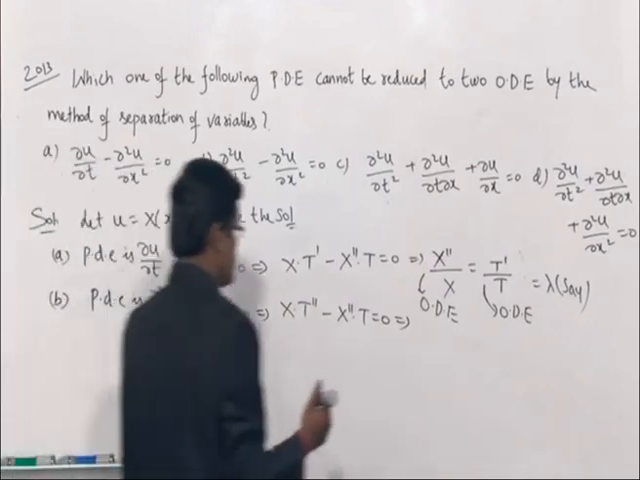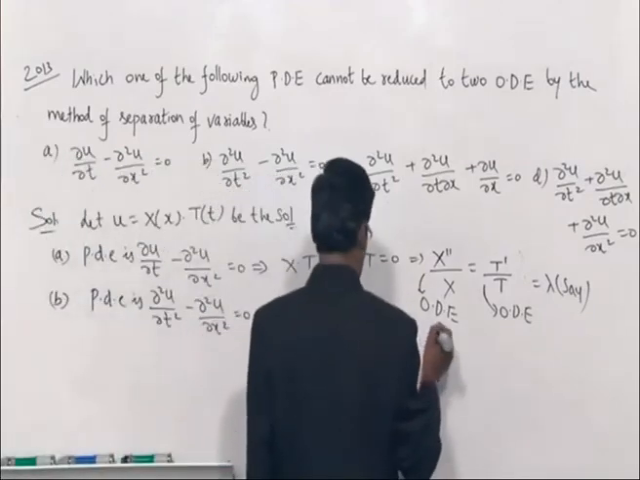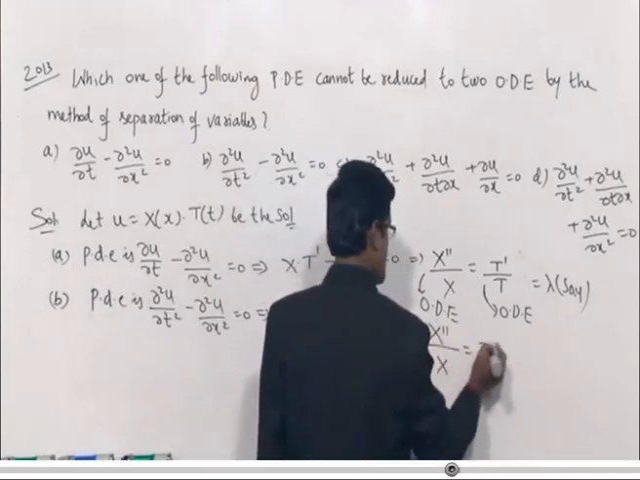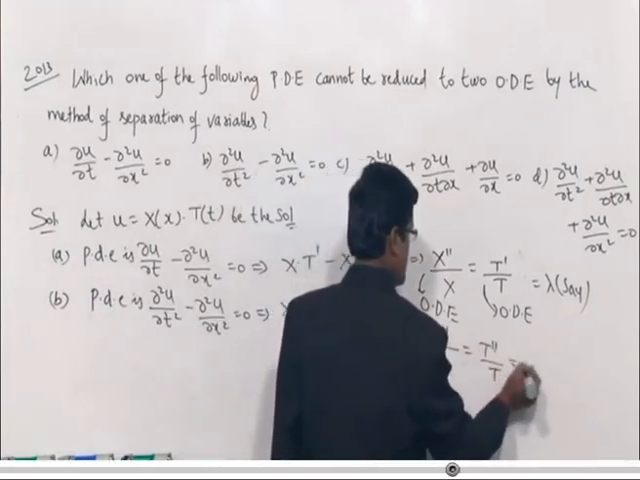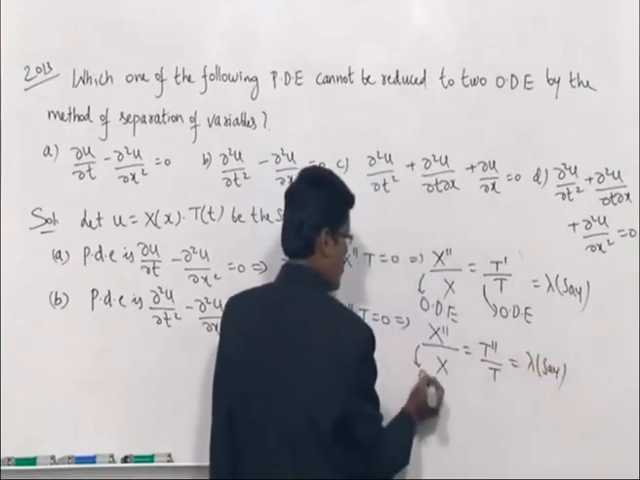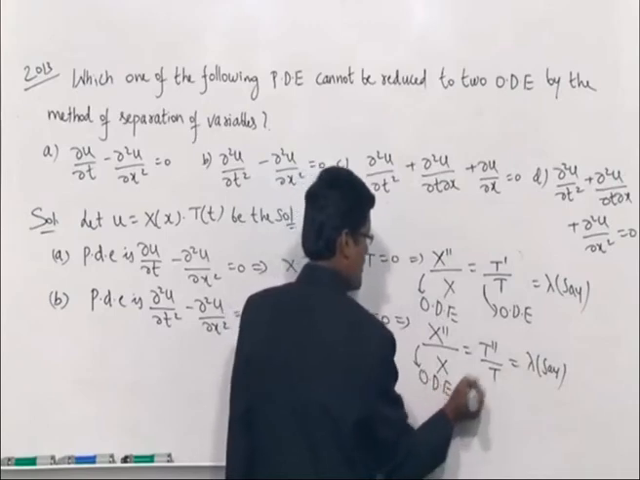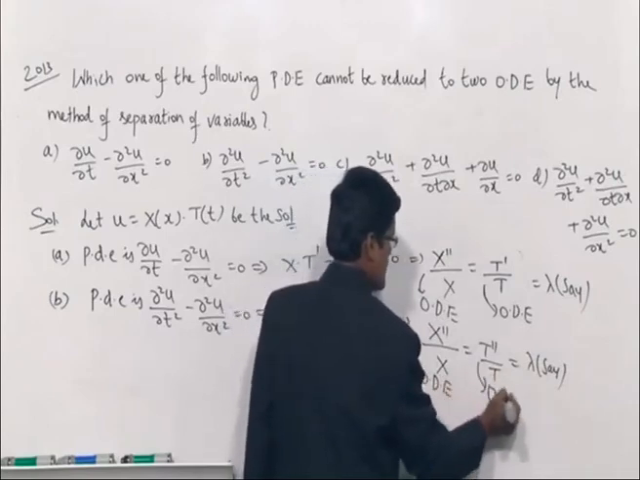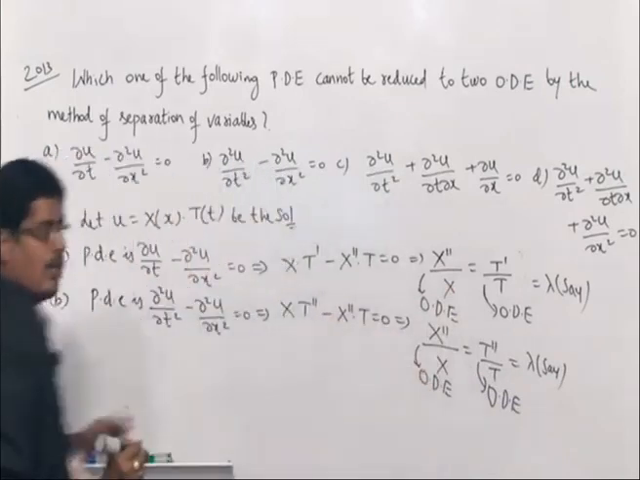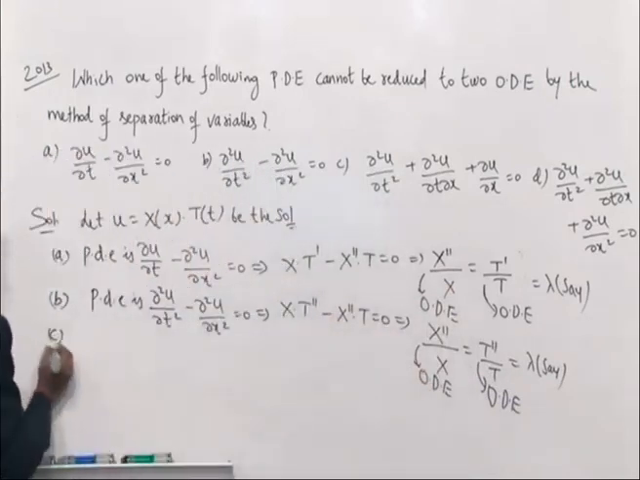So this simplifies to x double dash divided by x is equal to t double dash by t is equal to lambda, say. So this is the first ODE and this is the second ODE. Two ODEs, okay, no problem. Option B is also correct.